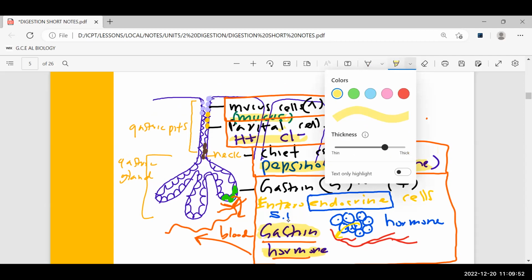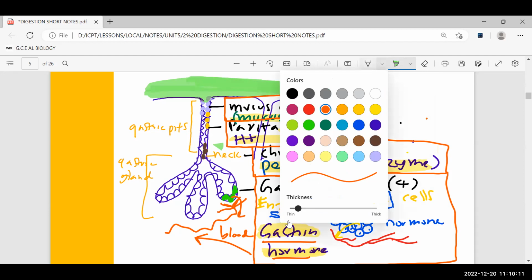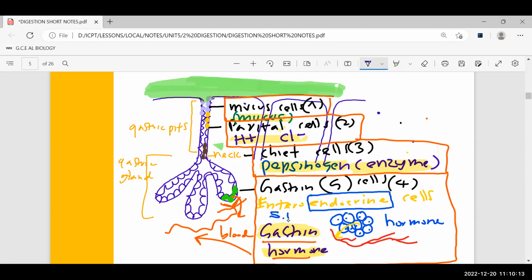Okay, then the mucus makes a thick layer on the surface. Okay, this is mucus. Mucus layer.